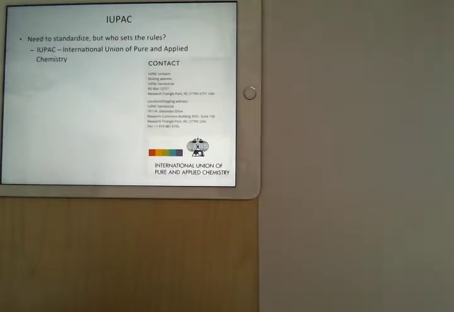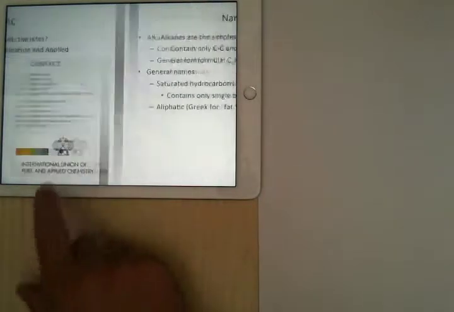IUPAC is the International Union of Pure and Applied Chemistry. So they are the ones that set the rules. They are the governing body of the names. They're mainly located, I believe, in New York City and in Switzerland. But their actual mailing address for administrative stuff is just down the road from my university, in the Research Triangle Park in North Carolina, so in Durham.